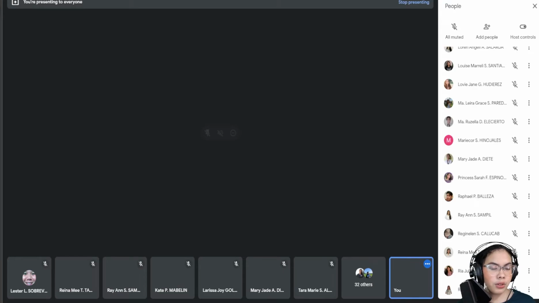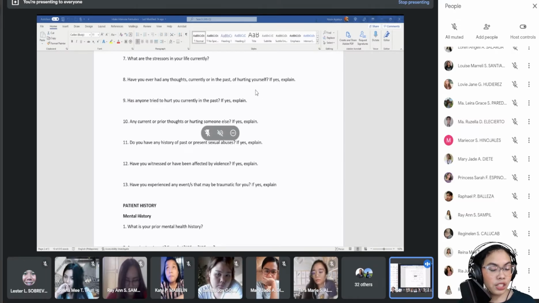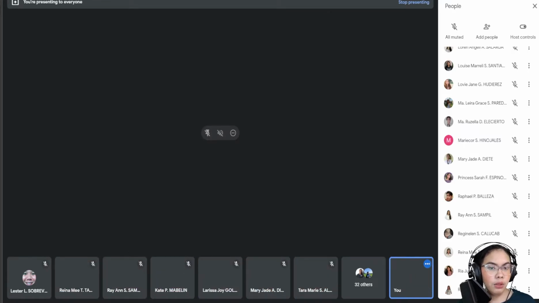Okay, stressors. Okay, are thoughts, mga thoughts in the past of hurting yourself. Okay, or has anyone tried to hurt you currently in the past? So, mga about ni siya sa thought content, di ba? We are asking about whether may suicidal ideation ang patient or may homicidal ideation ang patient. So, same man is sa number 10. So, ari pagid. So, history of past or present sexual abuses.